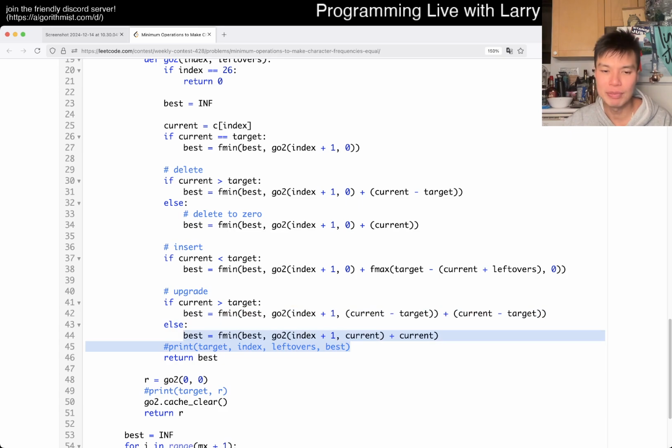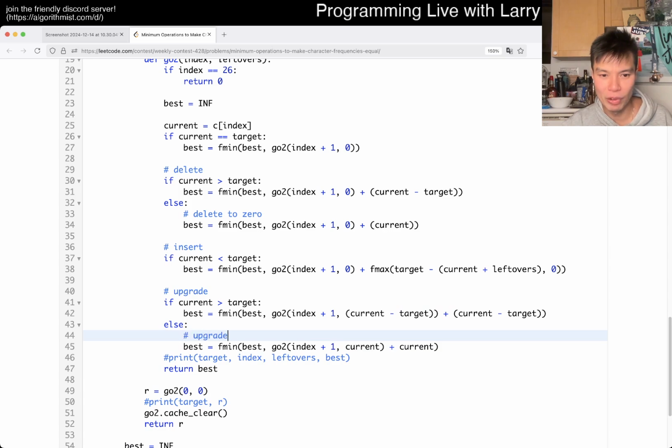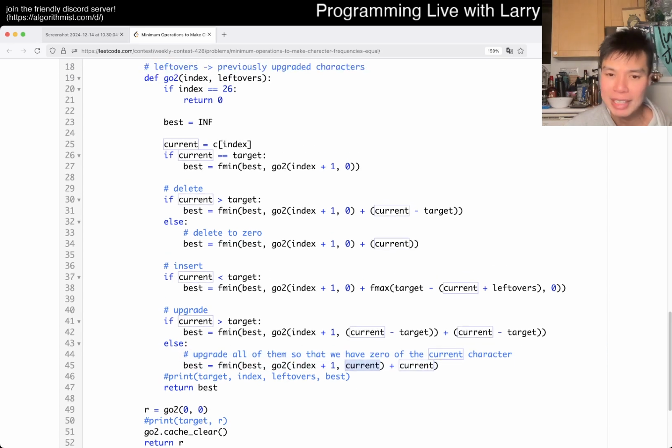Let's do this one first, just because. Okay, so this is upgrade all of them so that we have 0 of the current character, right? So that's basically what this is saying. We upgrade all of them, so we have current as leftover. Remember that we don't care about the previous leftovers, because if we have to upgrade twice, it already is too expensive, right? Or you could just insert and delete.